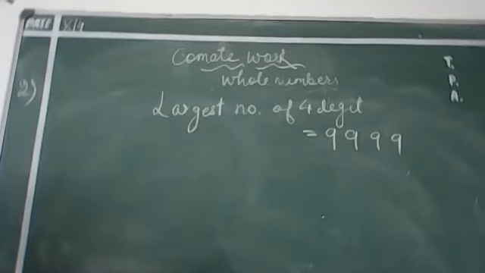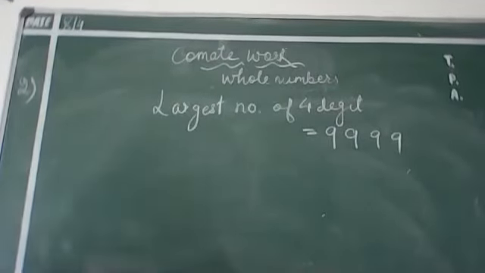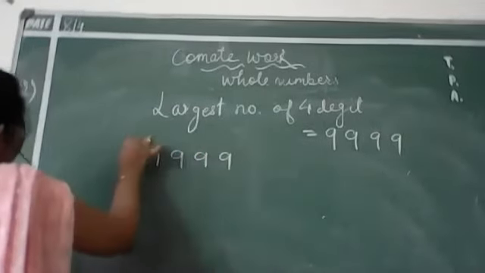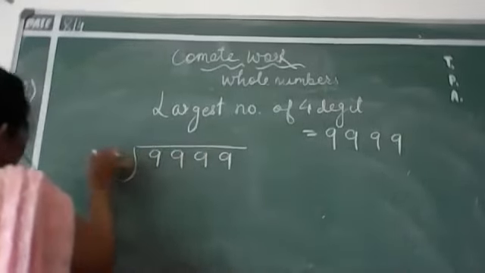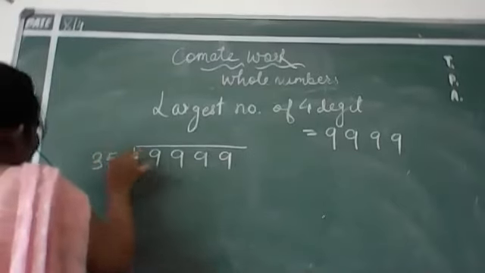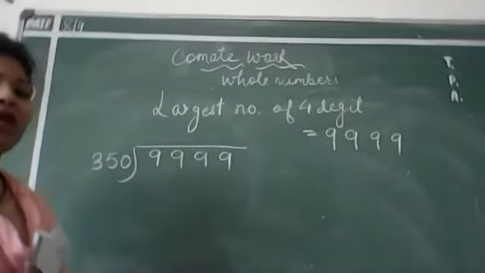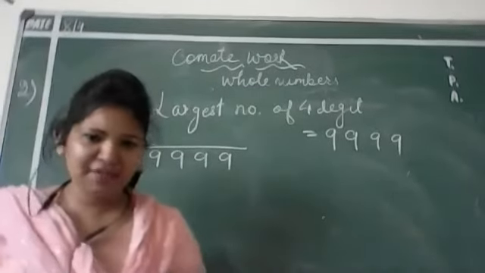Now the question is telling us it should be divisible by 350. So what will we do? We will just check whether this number is completely divisible or not. Because the question is telling us this number should be exactly divisible. What do you know about exactly divisible, beta?